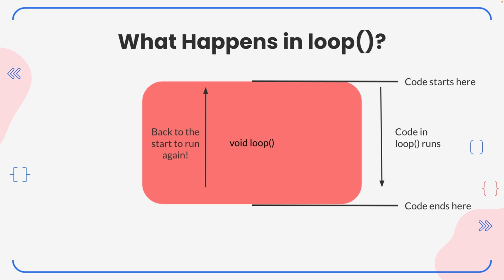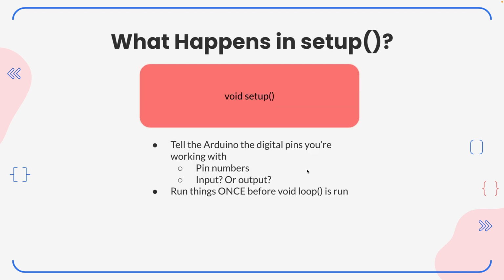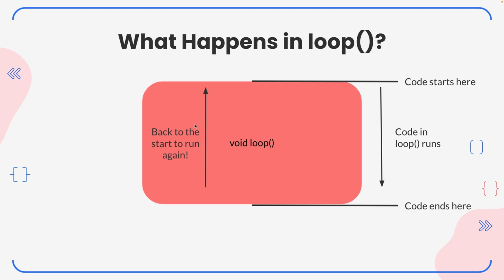The key thing to realize here is that code written in loop is really going to be your main area where you write code, and it's also going to continuously repeat. We're going to see why this is useful towards the end of this video. So again, we have setup, which runs once and tells the Arduino the digital pins you're working with, and then we've got loop, which by its name runs repeatedly. Okay, cool. So let's see how we can write code for each of these parts.